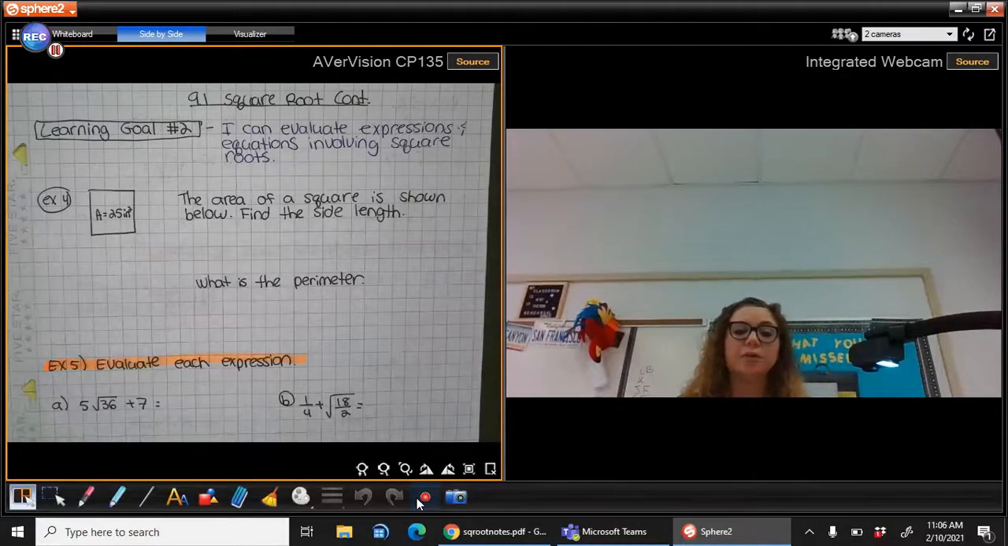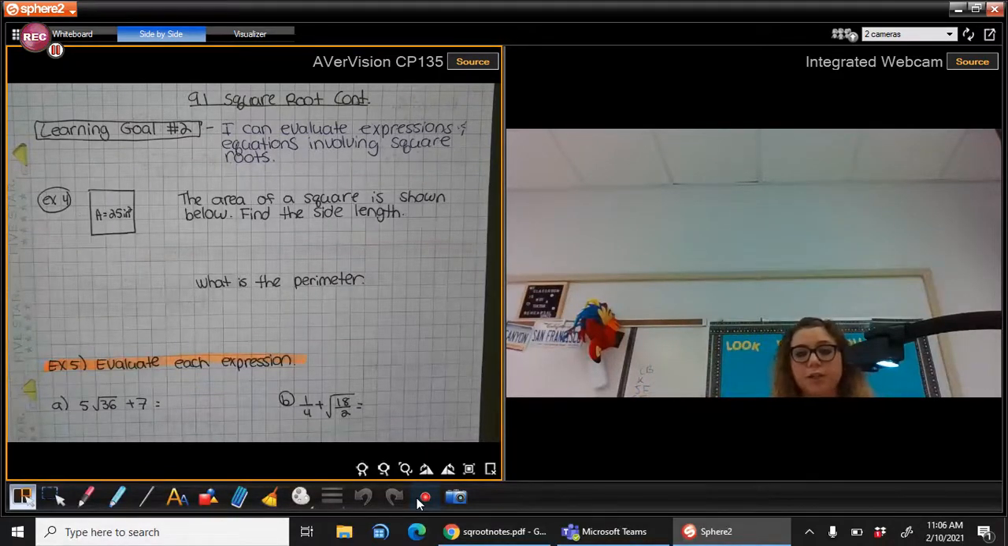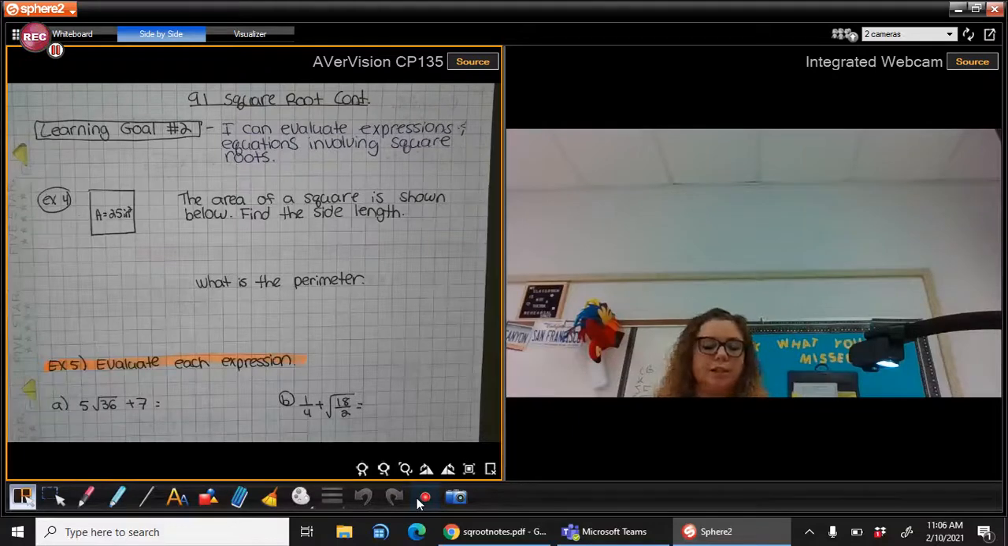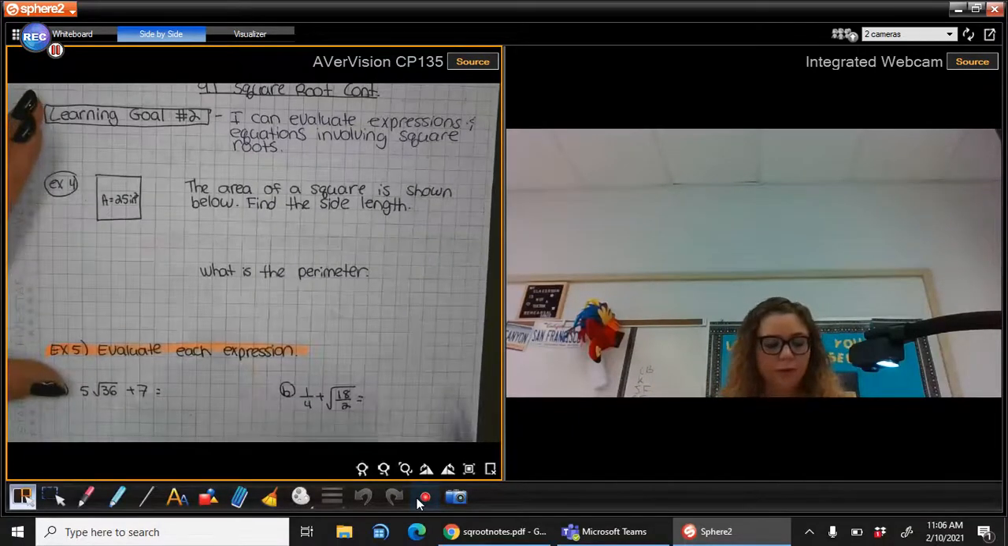Hey guys, so we're going to continue talking about square roots, okay? But we're going to talk about goal number 2, and that is I can evaluate expressions and equations involving square roots. But before we get to equations and expressions, we're going to finish the notes from yesterday. So let's just look at this one.